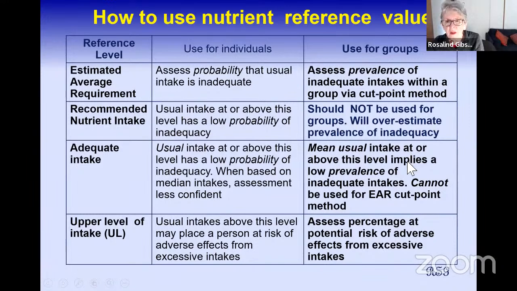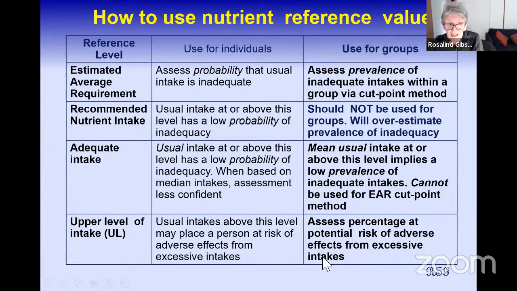If you only have an adequate intake and not an estimated average requirement, which is the case for some nutrients, for instance, something like selenium, you may not have an estimated average requirement, but you've set an adequate intake, then all you can do is to say that if the mean usual intake of your particular group is at or above this level, that implies a low prevalence of inadequate intakes. But you cannot say anything if your intake is below the AI.